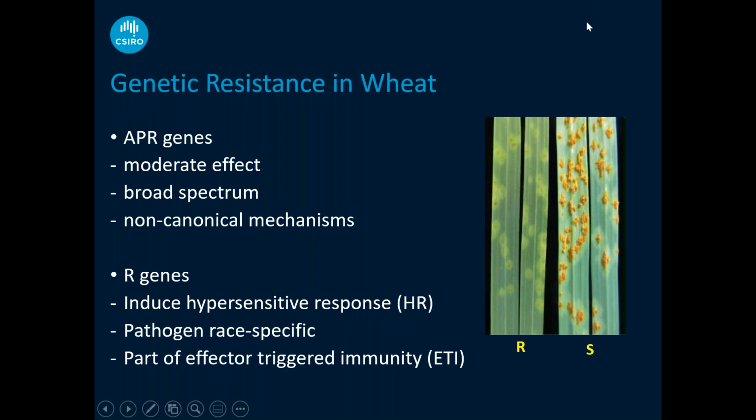So in wheat, there are two classes of disease resistance genes. There are the APR genes, which have a moderate effect, broad spectrum, and operate using non-canonical mechanisms. So they're not necessarily part of the plant immune system. Whereas R genes produce a specific hypersensitive response. They show specificity to pathogen races, and they are part of effector-triggered immunity. So you can see that here. This is a resistant response showing some chlorosis around sites of infection to limit the spread of disease.